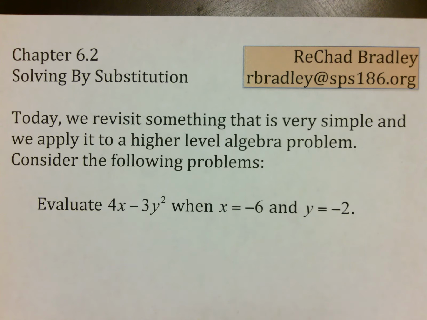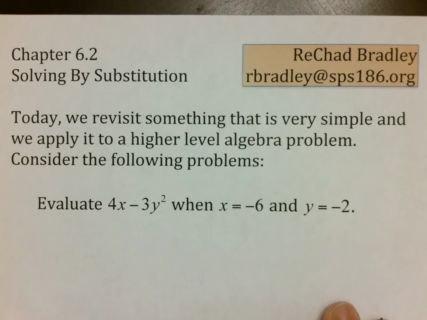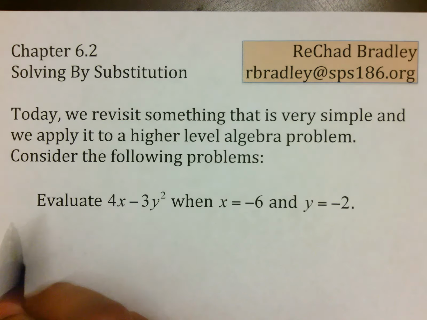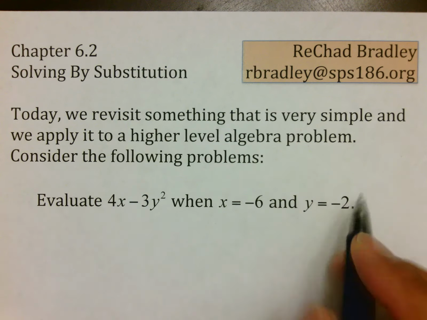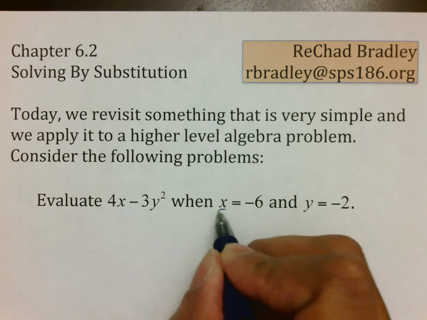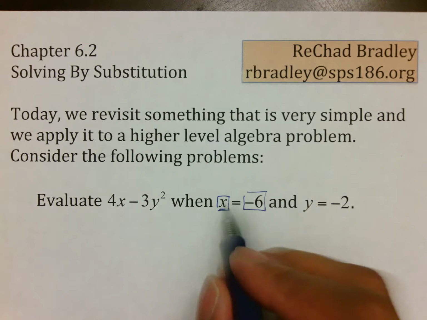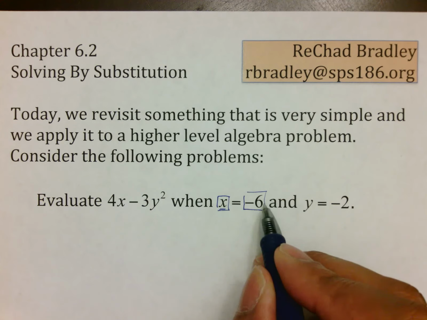Substitution means that whenever you know two things have the same value, you can replace them and legally put something else in its place. So for example, what we've seen before is a question like this where it said x is equal to negative 6. What that's telling me is everywhere that I see an x, I can put a negative 6, because those two have the same value.